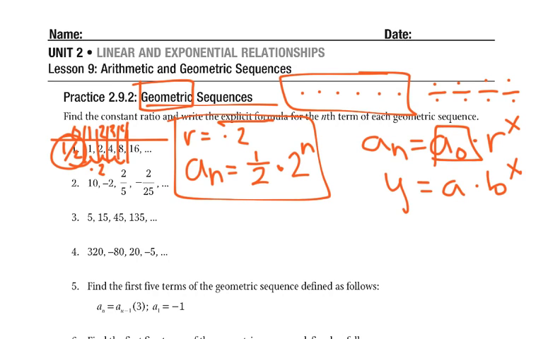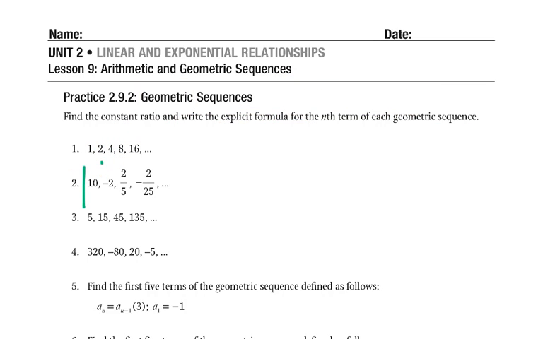Okay, number 2, same idea. Okay, now this one looks a little crazy. So first term, second, third, fourth. Notice that we're going from positive to negative, so our constant ratio is going to be a negative number. That's the only way that works. And we're going from 10 to 2, 2 to 2/5, and then to negative 2/25ths. So to get from 10 down to 2, we're going to have to divide by 5.